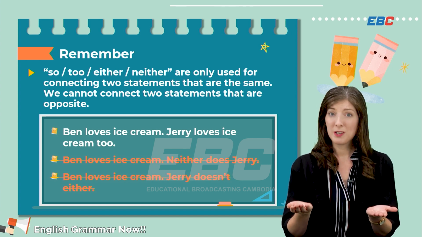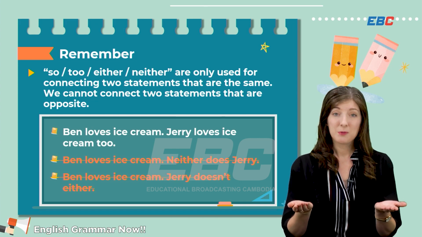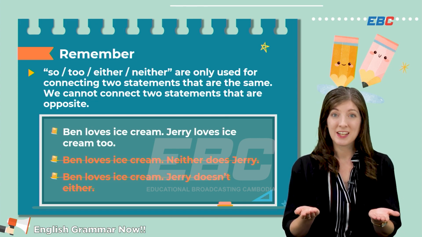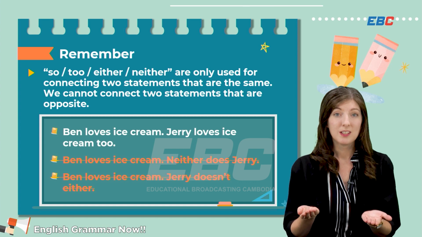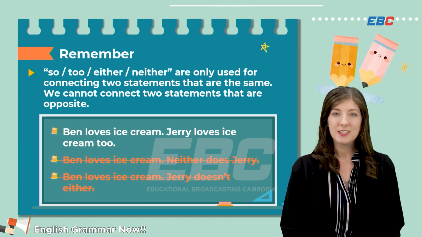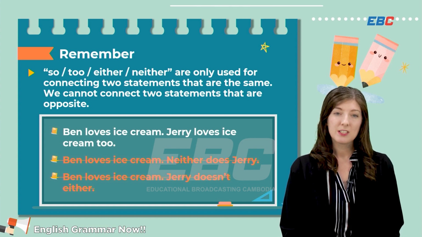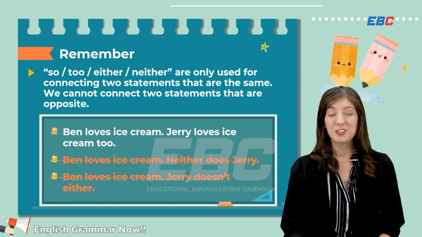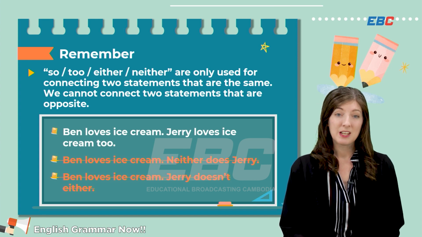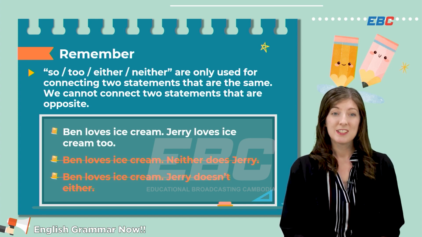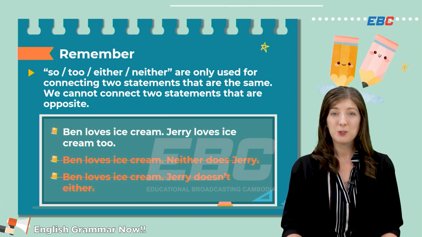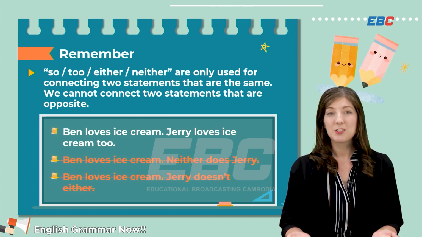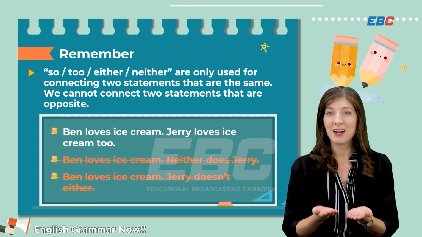However, if one of them loves ice cream and the other one doesn't, we cannot connect them using these words. So for example, we could not say, Ben loves ice cream, neither does Jerry. That doesn't make sense. We also could not say, Ben loves ice cream, Jerry doesn't either. Unfortunately, we can only connect two statements that have the same idea.